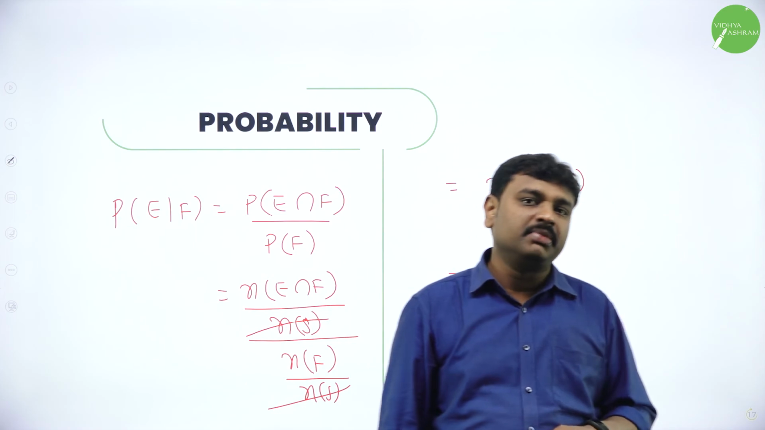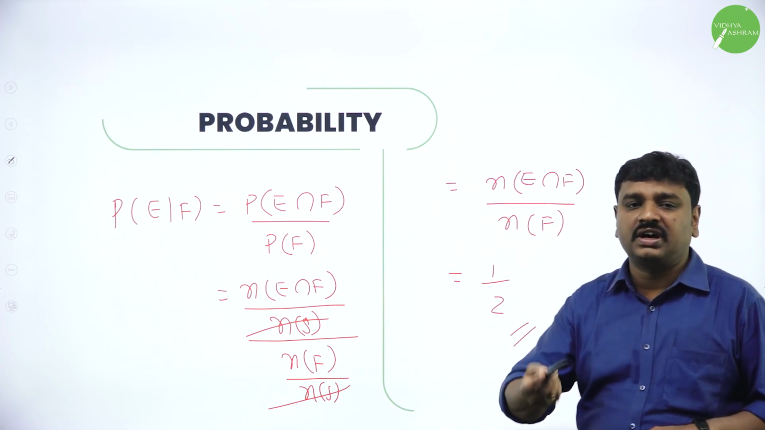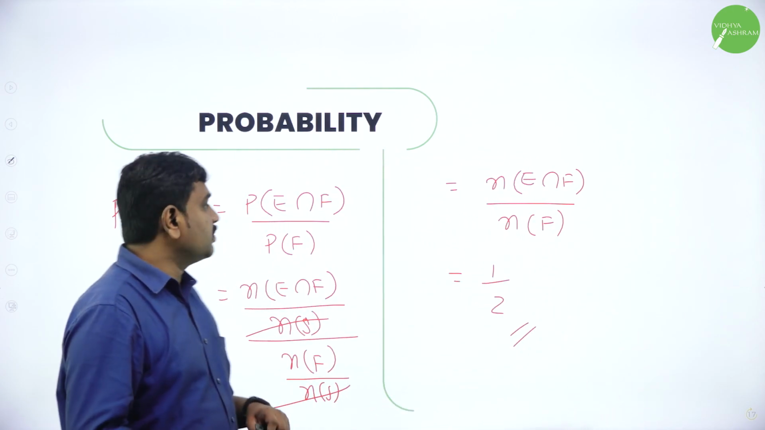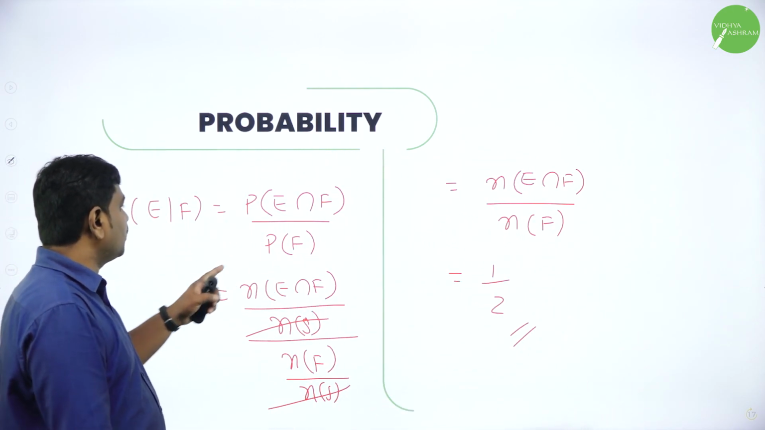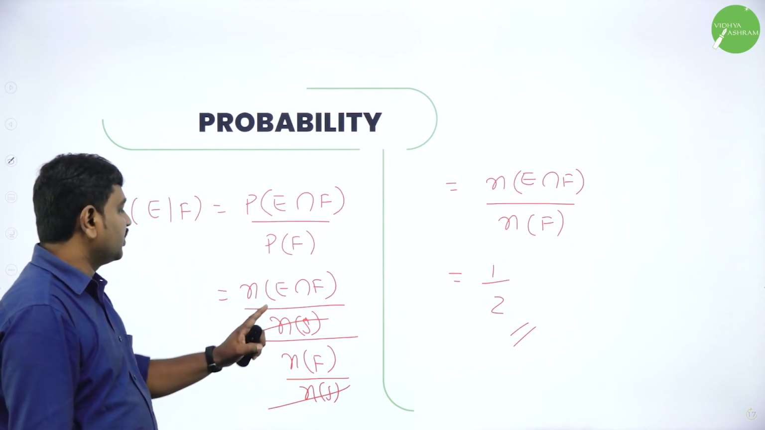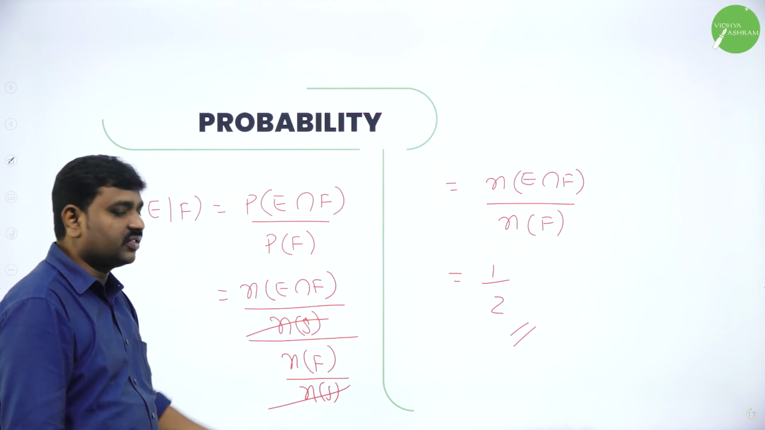You know P of A by B, conditional probability. Probability of A given B occurred. P of A by B is P of A intersection B divided by P of B. Similarly, P of E by F is P of E intersection F divided by P of F. And what is P of E intersection F? N of E intersection F by N of S. What is P of F? N of F by N of S.